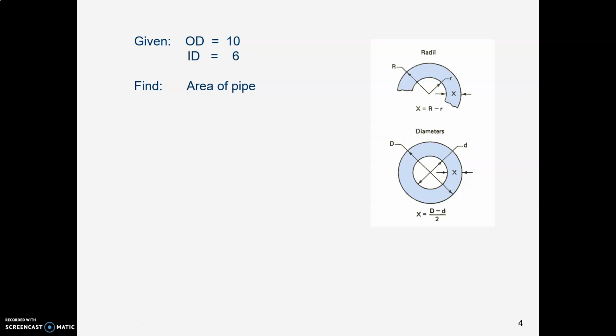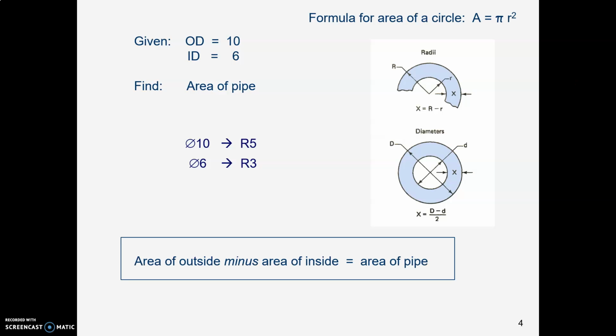Now, if you know the outside diameter and the inside diameter, and you need to find the area of the pipe, let's think. We are familiar with the area of a circle being pi r squared. We could use that. So what is the radius of the outside diameter? If the diameter is 10, the radius must be 5. How about the inside diameter? If the diameter is 6, the radius must be 3. All right, there are our radii.